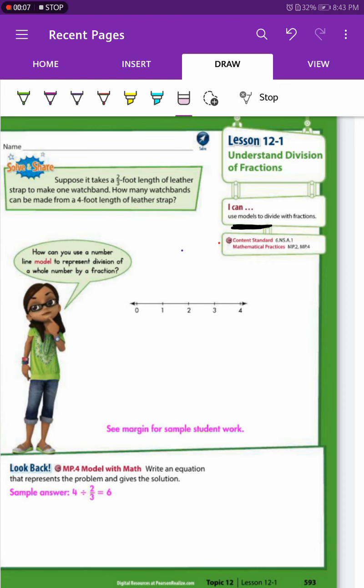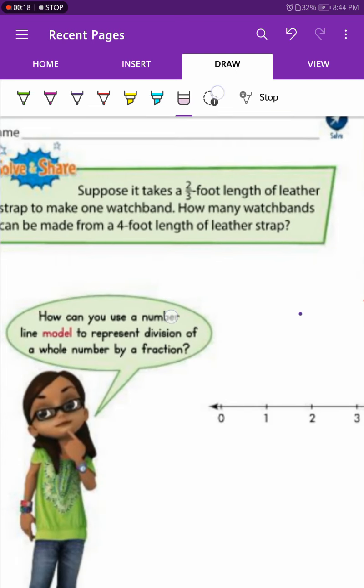Our lesson today: understand division of fractions. Our objective today is to use models to divide with fractions. Let us start with the solve and share.